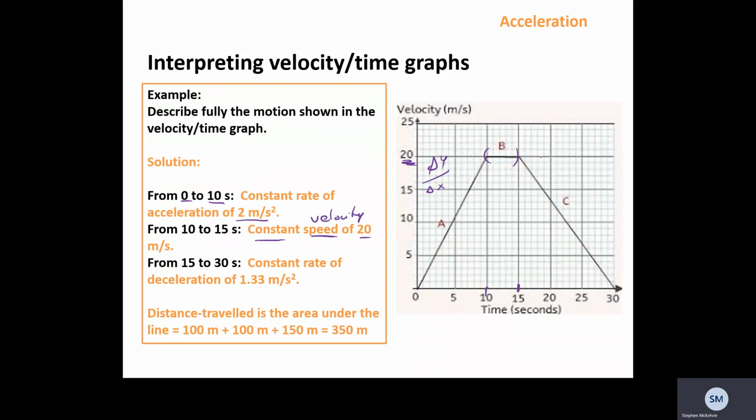Because my velocity is decreasing, either going in a different direction or slowing down, difference in y divided by the difference in x will give a negative number, negative acceleration, deceleration. Constant rate of deceleration of 1.33 meters per second squared, or minus 1.33 meters per second squared. And it turns out, when we find the area of all these shapes, that total distance under the line is 350 meters.